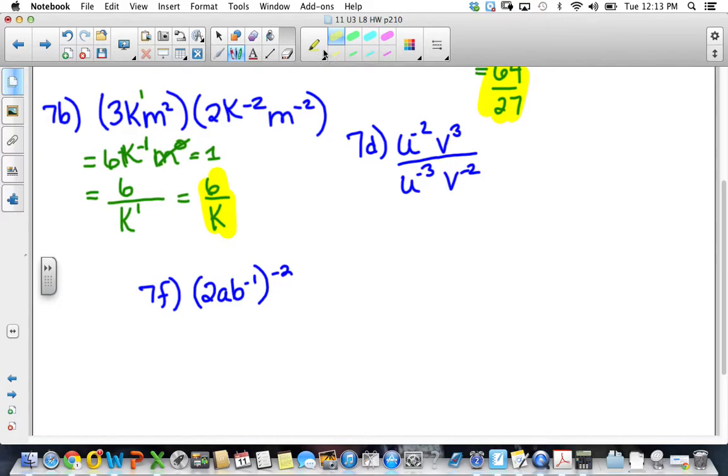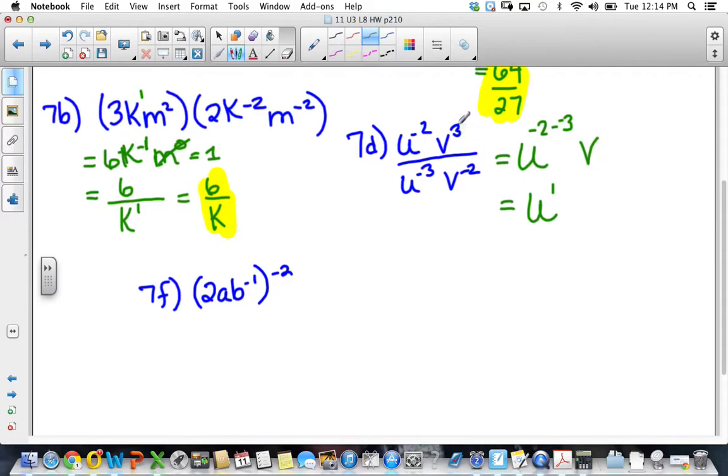7D. In this case, we're dividing the terms, and when you divide, you subtract the exponents. So we keep the base, u and v, but we're going to subtract the exponents. It's top minus the bottom. So it's the top negative 2 minus the bottom, which is negative 3. And this becomes a plus 3. A double negative is a plus 3. So this is actually negative 2 plus 3. So this is u to the first.